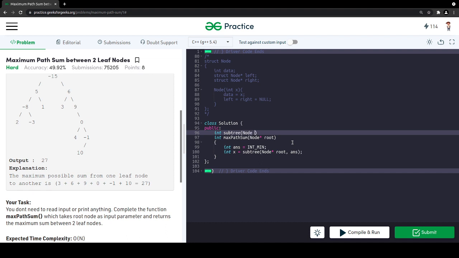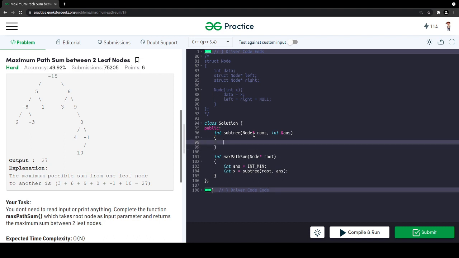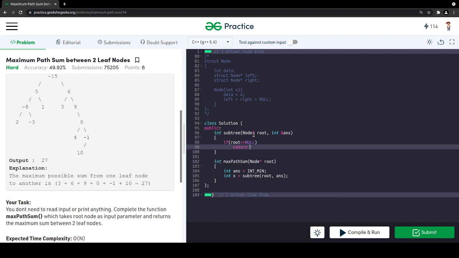Okay, so I will have, oh sorry, this should not be node star. It should be... So I will go like this. Root is there and int ampersand answer. Ampersand is for storing. Right. So if root is null, return 0.